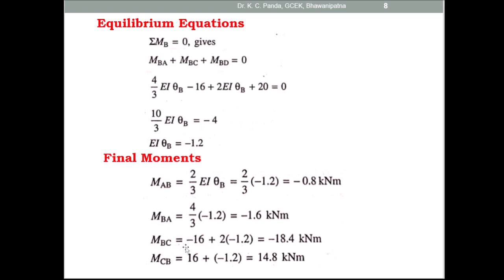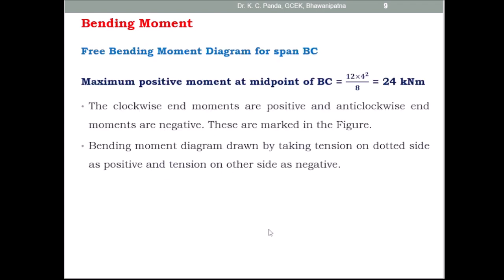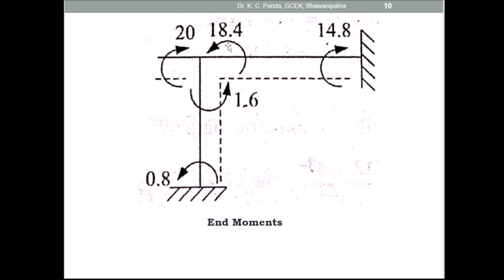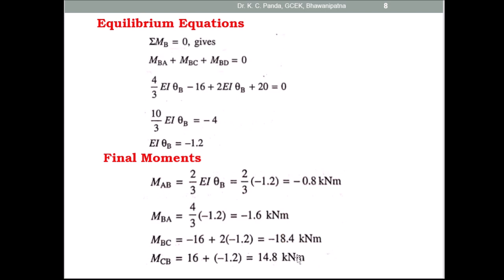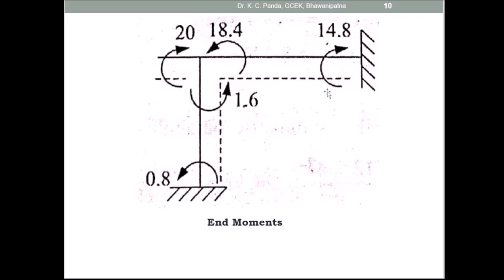And MBC is equal to minus 18.4 kilonewton meter. This is also anti-clockwise direction. This is 18.4 kilonewton meter anti-clockwise. Then MCB is equal to 14.8 kilonewton meter. So this is clockwise due to positive moment. So these are the directions of the moments.